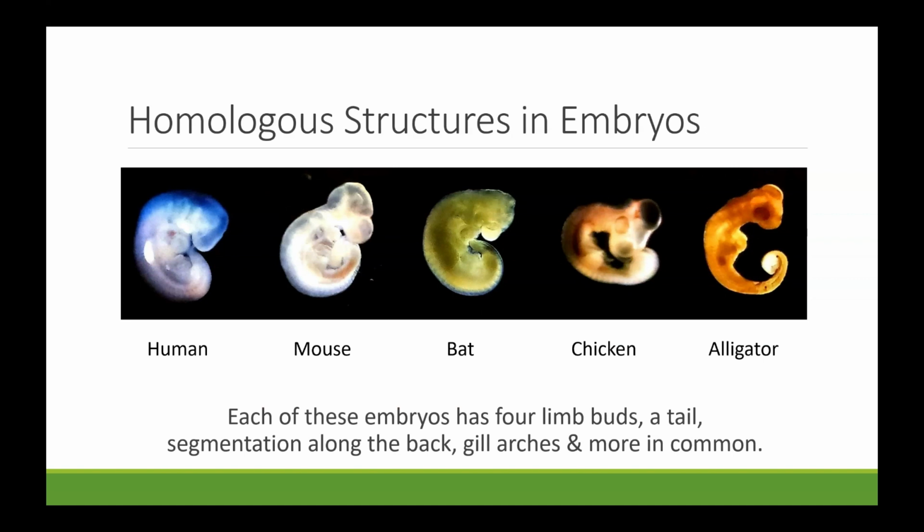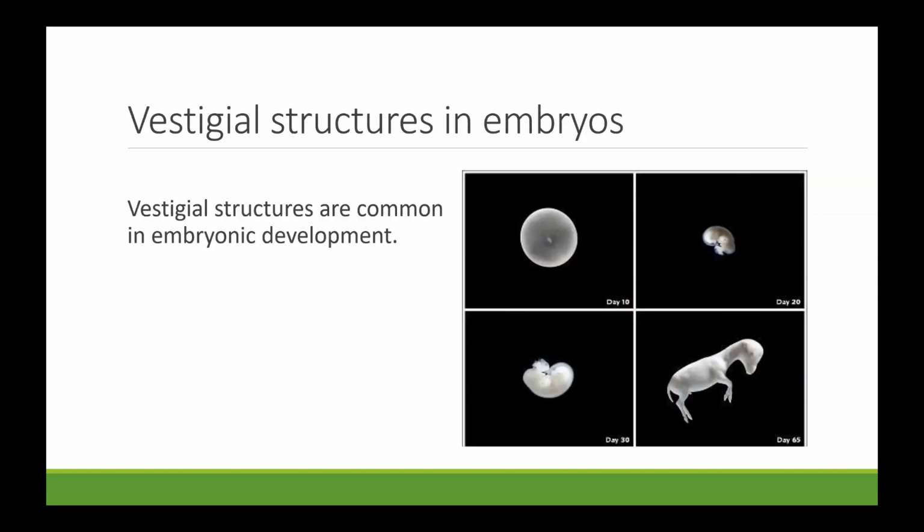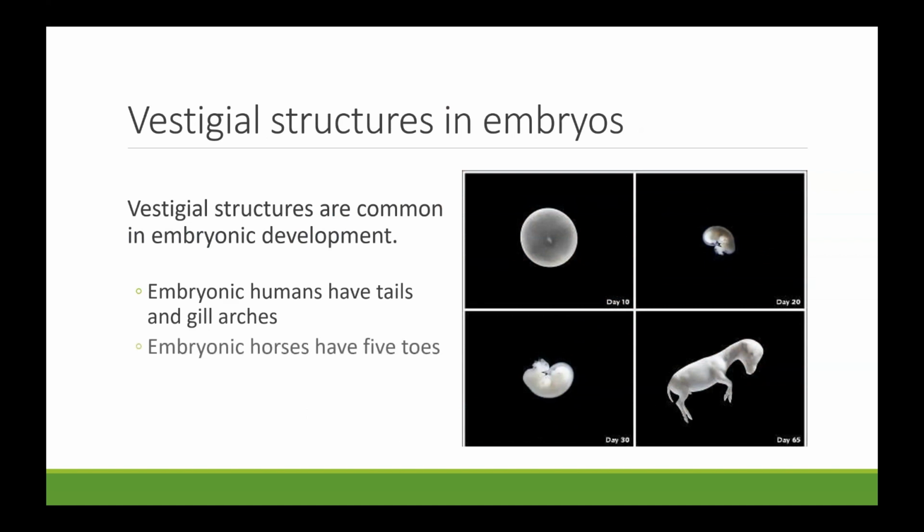The period of embryonic development is a hot spot in time for homologous structures and for vestigial structures. It is common to see vestigial structures appear during embryonic development and then later disappear. For example, embryonic humans have tails, full tails, and gill arches. Embryonic horses have 5 toes. Embryonic whales and dolphins have hair. Now, over the course of gestational development, these features go away, so they're not present by the time the organism is born. So given that they'll eventually go away, why do these things appear when these creatures are embryos?